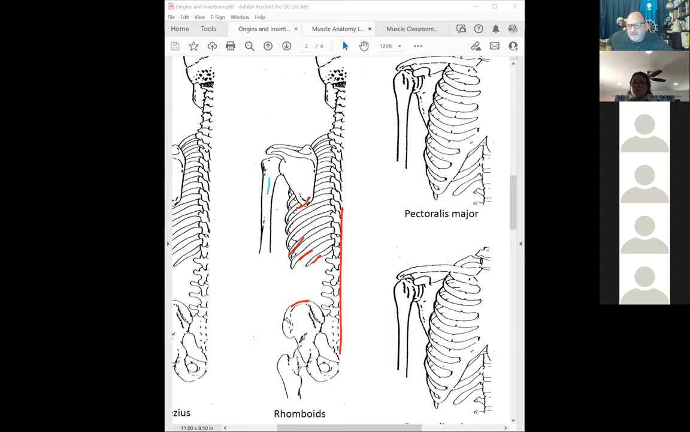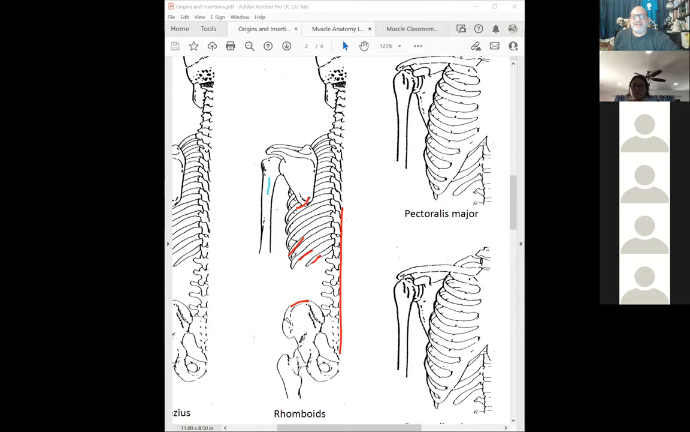And as Mitch pointed out, if you think about a swimmer, that's what they do. When they're taking that big stroke in the water, they're bringing their arm in, they're bringing their arm back, and they're medially rotating. Right? If they do both at the same time, they're doing the butterfly. If they're alternating, they're doing the freestyle. So that's bringing the arm down and in.